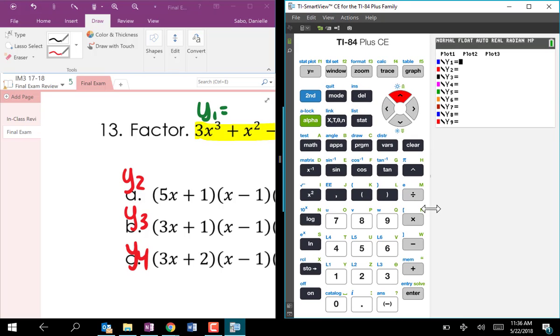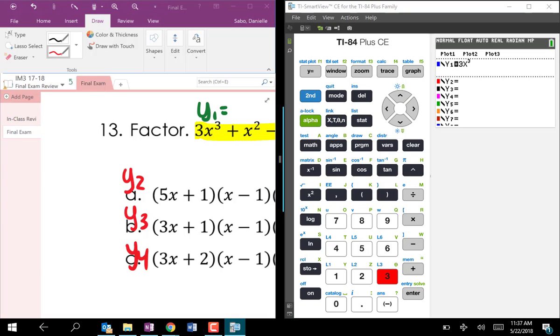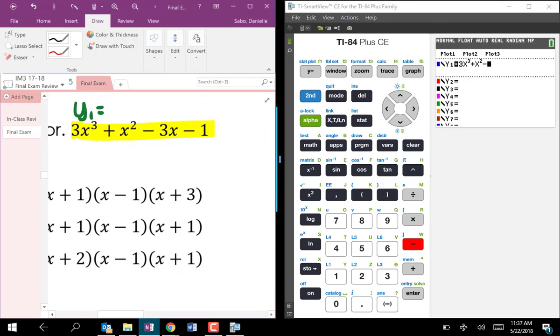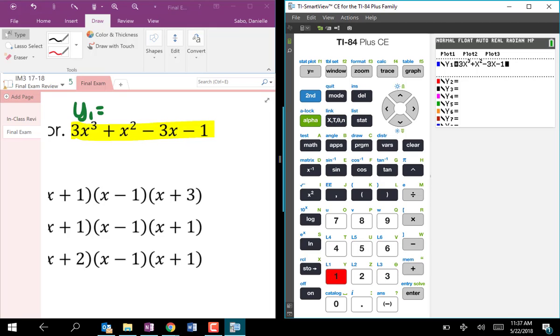Okay, so I'm going to type this in. 3x cubed plus x squared minus 3x minus 1.